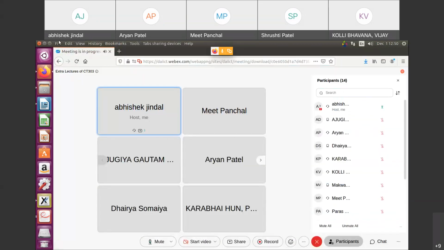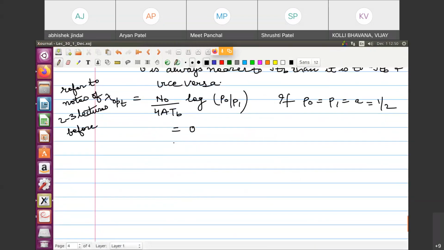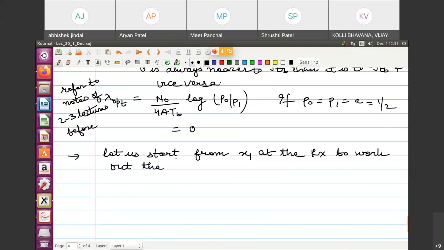Okay. So yes, I think we can go ahead and complete the error part, that is the final part for BPSK, and maybe after that we can close. So let us start, to work out the error probabilities of BPSK.